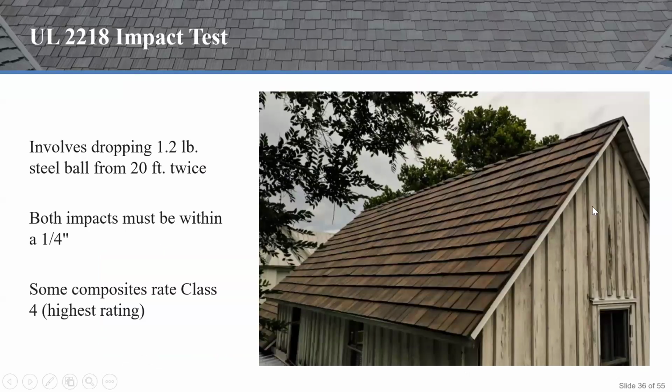Impact testing is another big one. The UL 2218 is an impact test that's done by really any credible roofing manufacturer. It's going to involve dropping a 1 pound steel ball from 20 feet multiple times over the same area. If you're specifying a composite roof, you want to look for a class 4, which is going to be the highest rating from an impact standpoint that you can have.